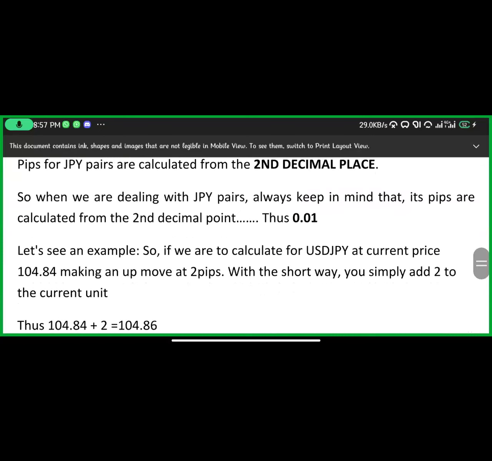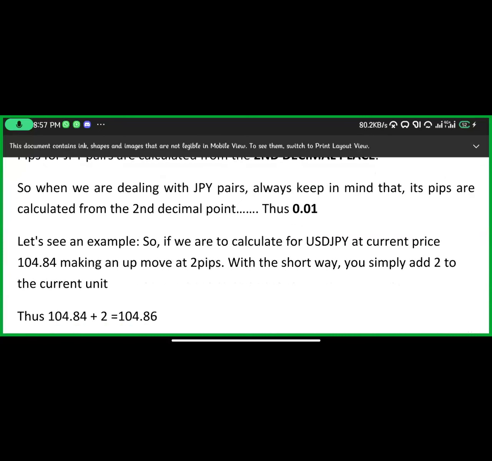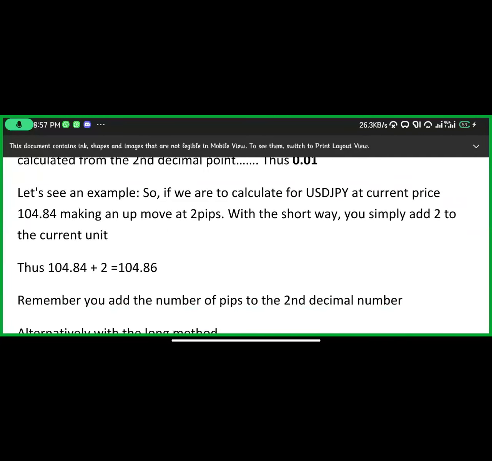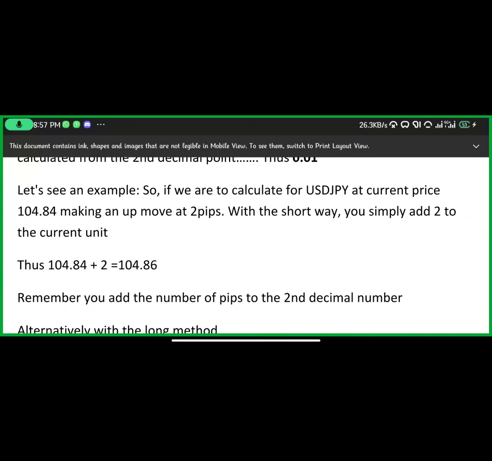Now, as we said, we are having 104.84, making up a move of 2 pips. That means we are calculating a buying market of 2 pips from this current price. How do we calculate it? With the short way of doing it, you simply add 2 to the 4 at the back of 104.84. That 84, you add 2 at the back of 84. It will now give us 86, which is calculated here. That's the short form of it. But remember that we only added 2 pips to the second decimal number at the back.